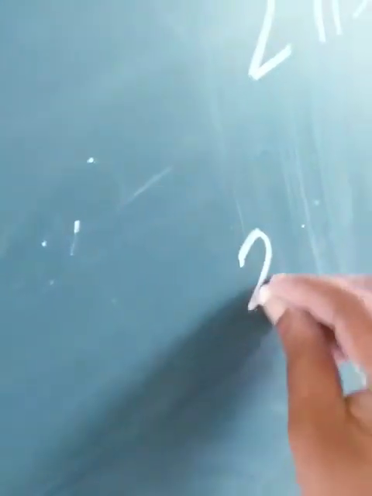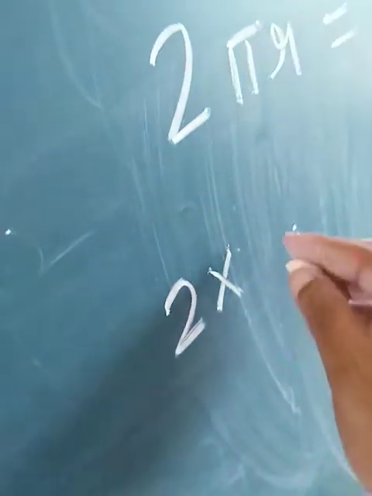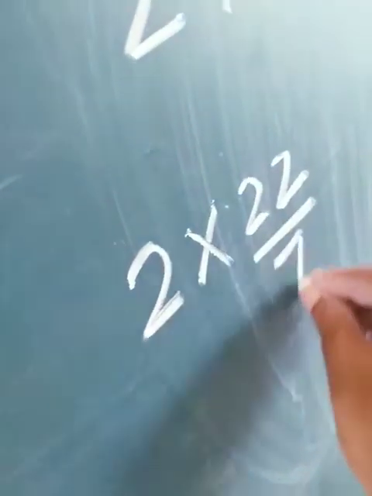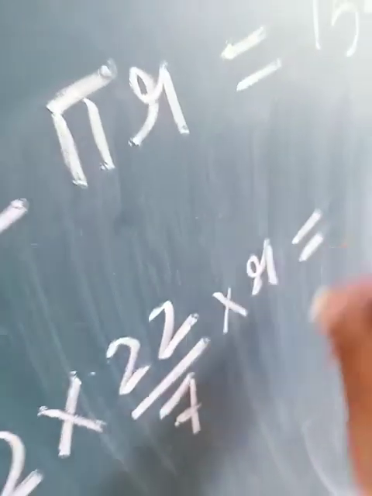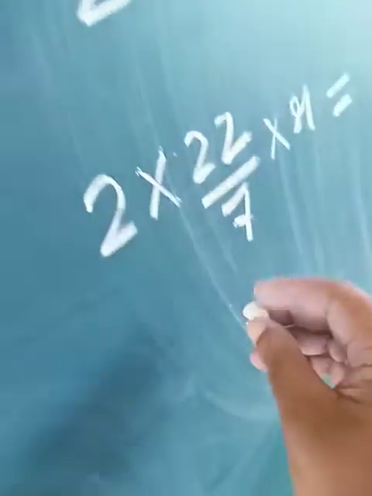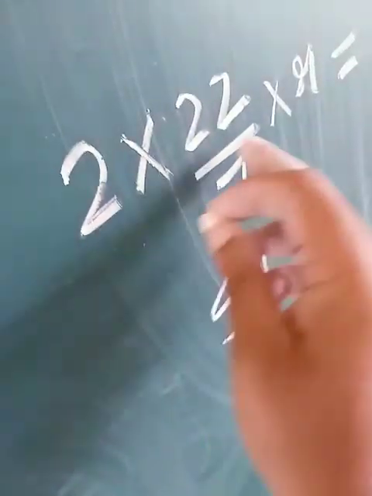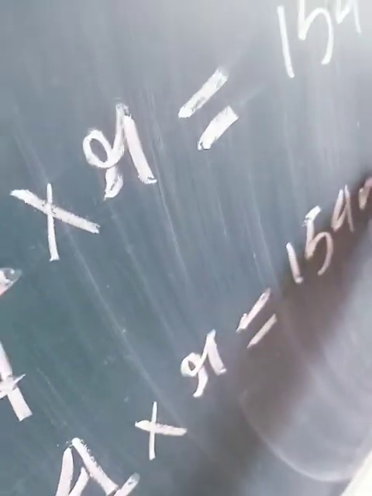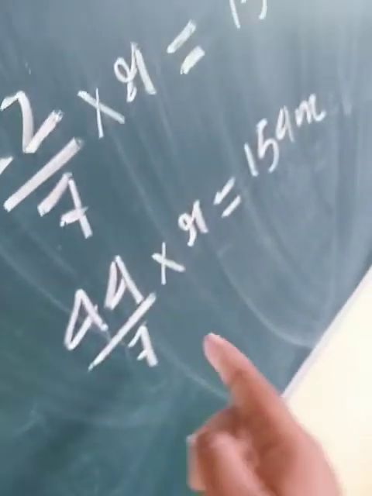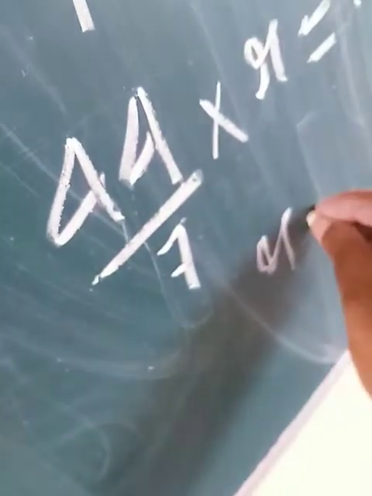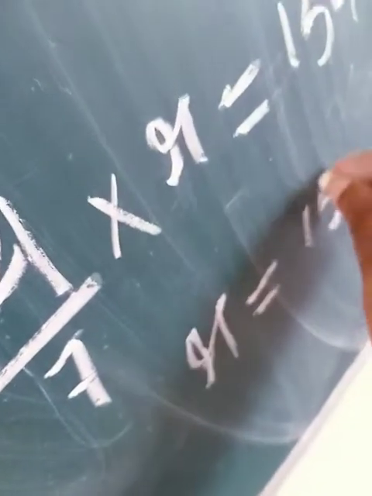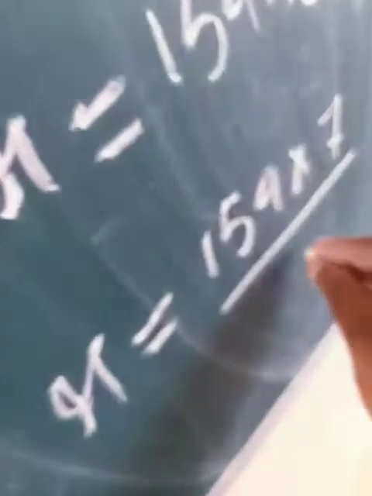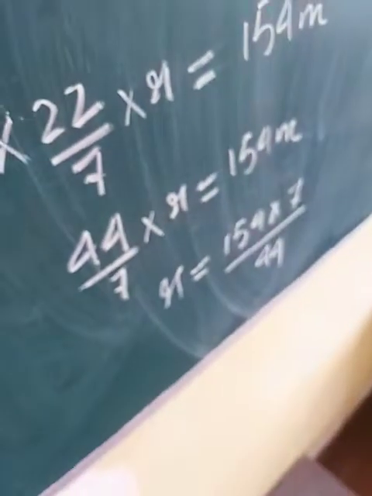The next step would be, in place of pi we'll put the value of pi, which is equivalent to 22/7, into r is equal to 154 meter. Now we'll multiply 2 into 22. So what would the product be? 44/7 into r is equal to 154 meter. Now we have to transpose this fraction towards the right hand side so that we can get the value of r. So 154 will be multiplied by 7/44. Okay, now let's reduce this.